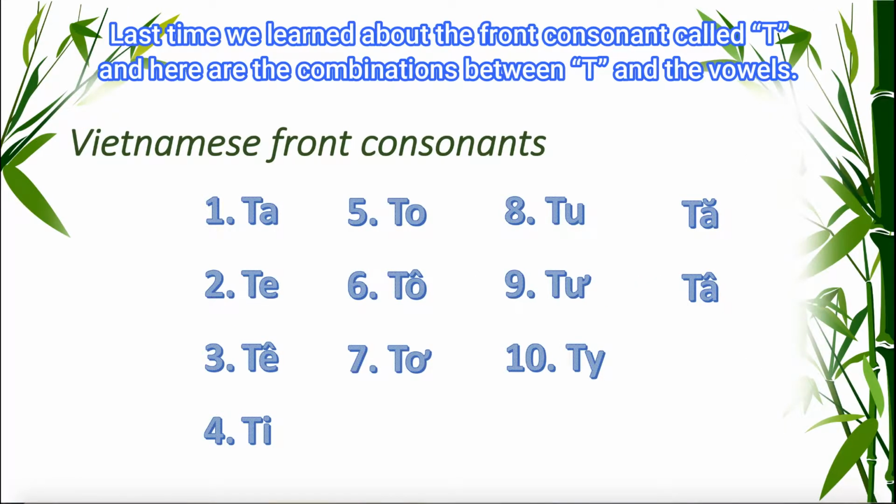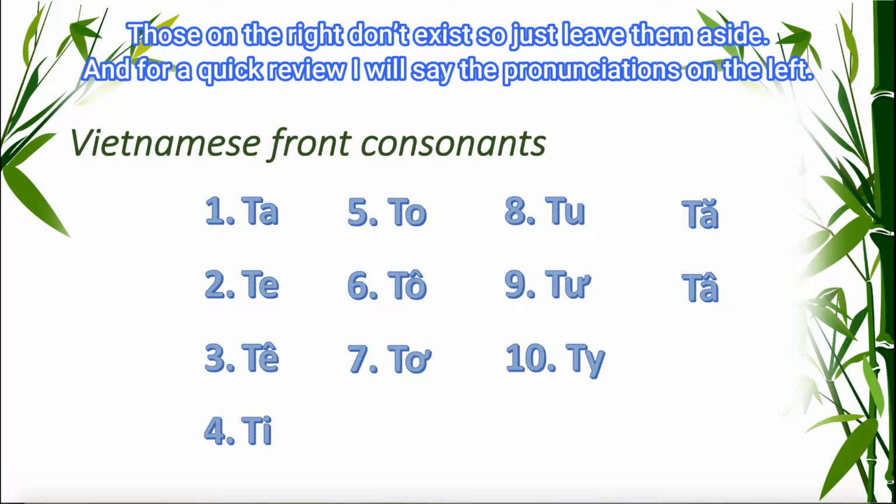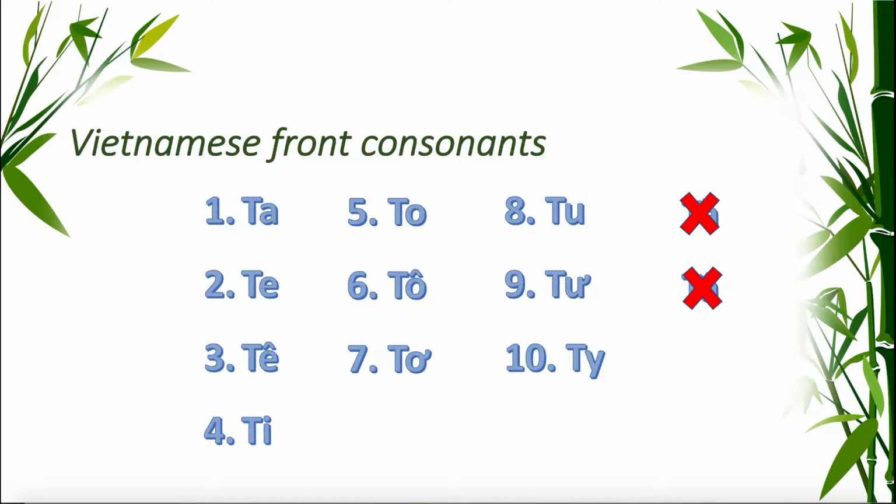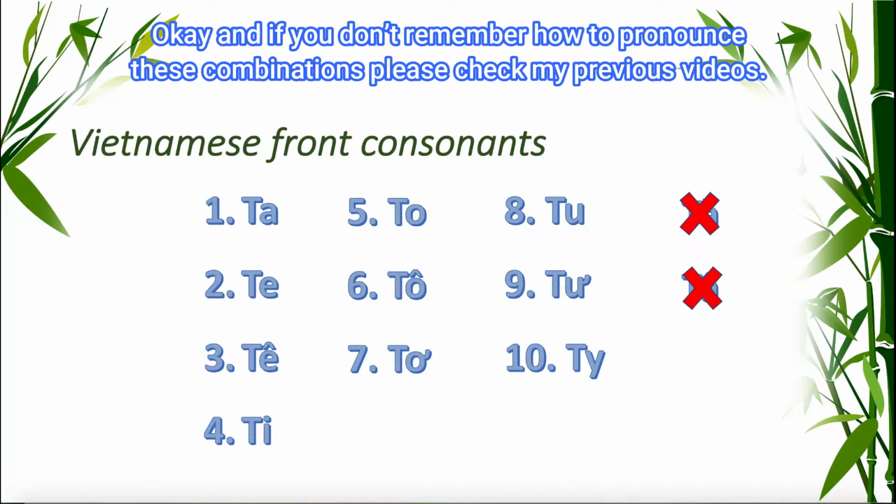Last time we learned about the front consonant called tờ, and here are the combinations between tờ and the vowels. Those on the right don't exist, so just leave them aside. And for a quick review, I will say the pronunciation on the left. Ta, te, tê, ti, to, tô, tơ, tu, tư, ti. Okay, and if you don't remember how to pronounce these combinations, please check my previous videos.